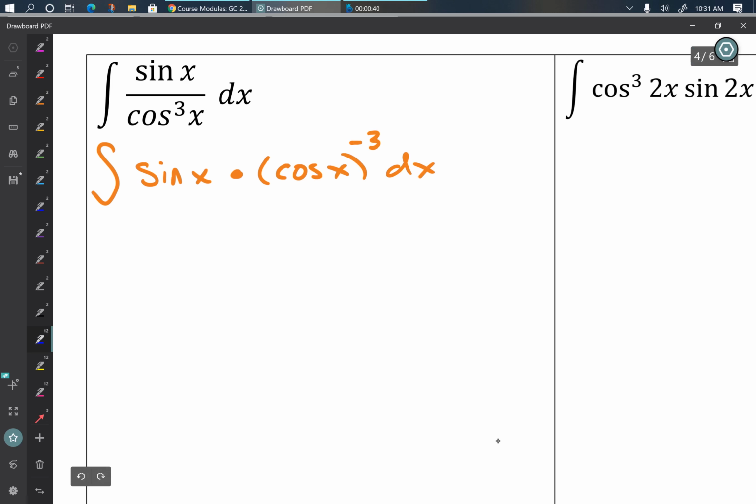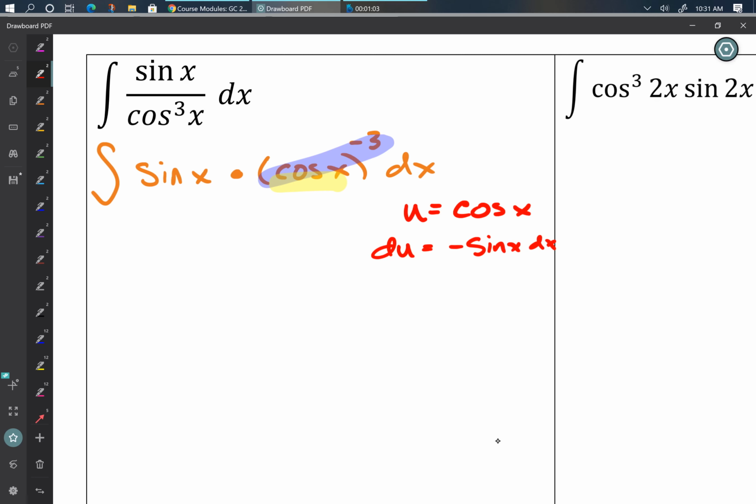And so now I'm looking at this and I'm saying, okay, there's my composite part. This is the inside of the composition, so that'll be my u if this works. So let's try that. We'll say that u is cosine x, then our differential du would be negative sine x dx. I got a problem. This is missing the negative, so I need to algebraically fix that. So negative du is positive sine x dx. I think that's working.